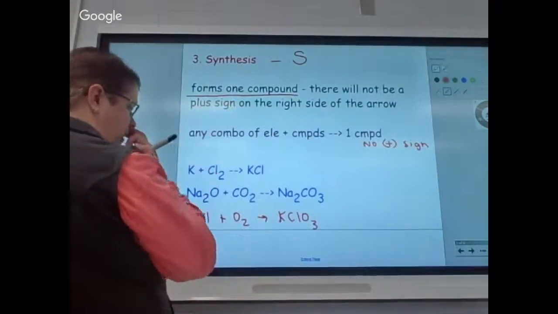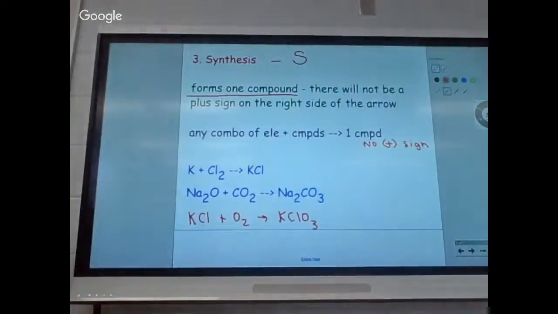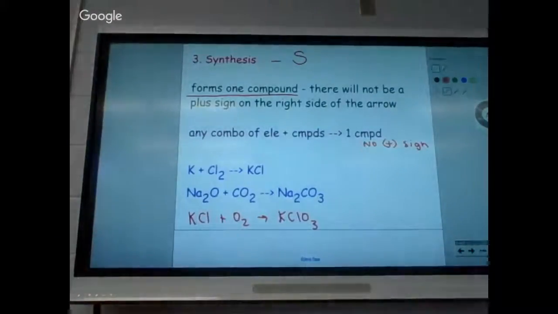So, if you look at the three examples I have, I've got one that has two elements, one that has two compounds, and one that has an element and a compound. So you can really have any combination, but the thing that makes them all the same is they all form one compound.